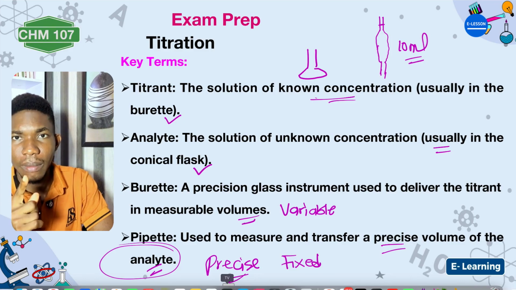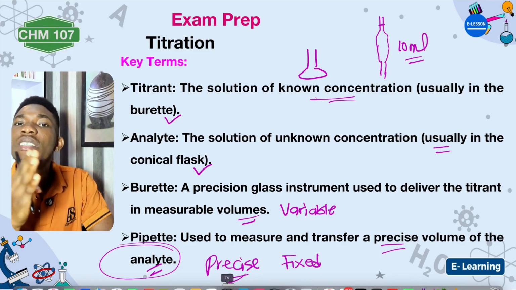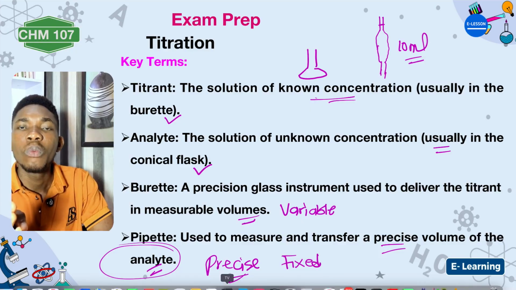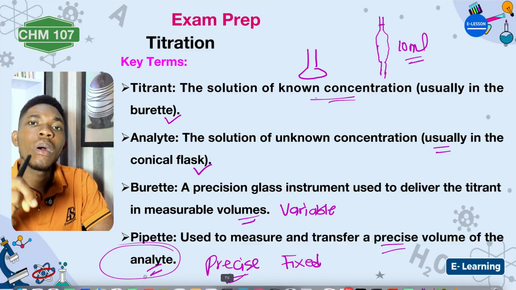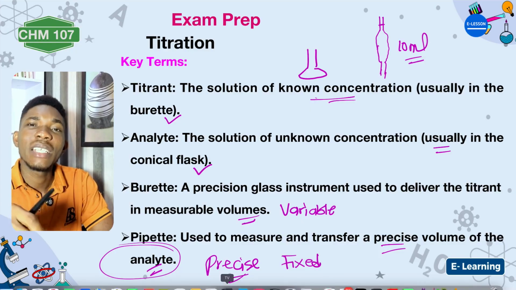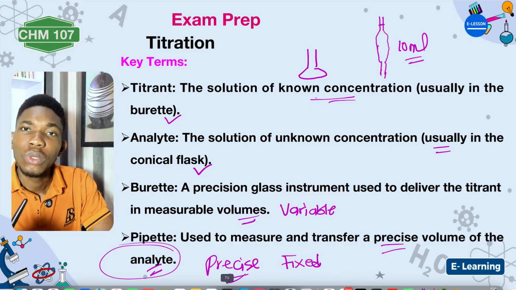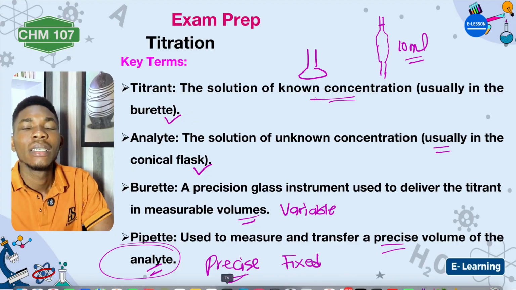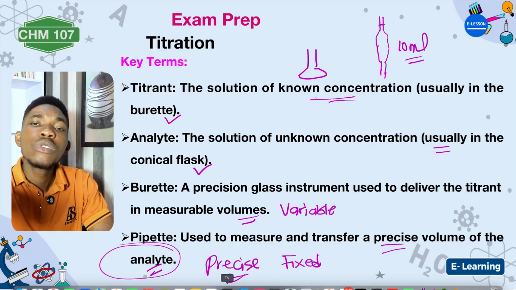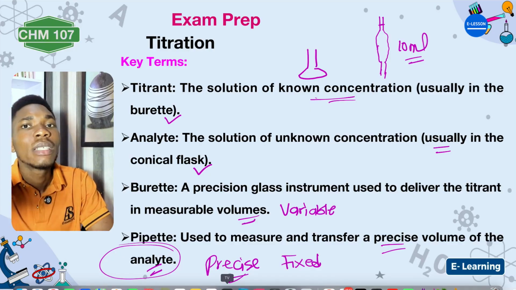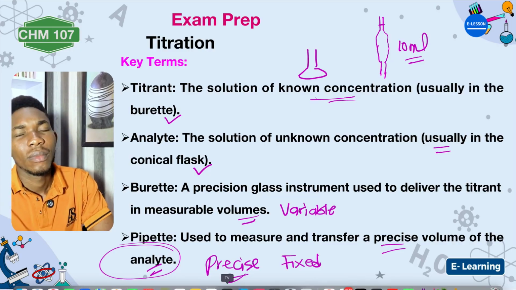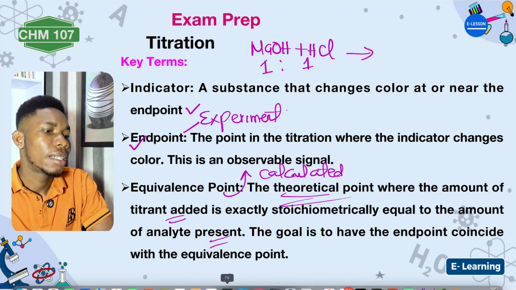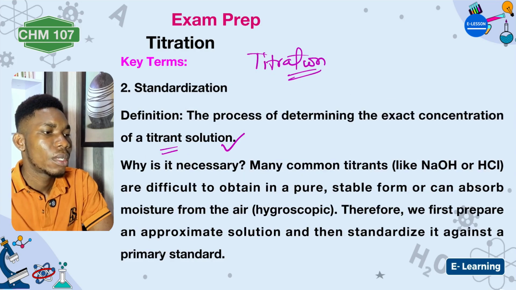Let me take it again. We say standardization is the process whereby the concentration of the titrant is accurately known. The process of knowing that, okay, this is the exact concentration of this titrant, is standardization. We say the titrant is the solution of known concentration. How do you know that concentration? Standardization. Do you get the idea now? Exactly. So that is that for standardization.